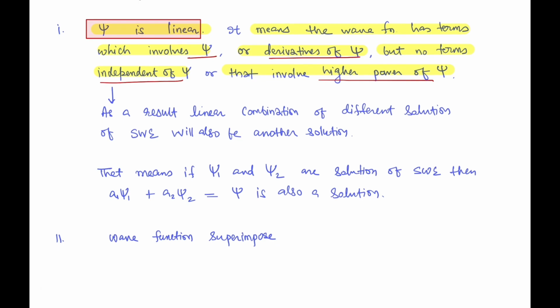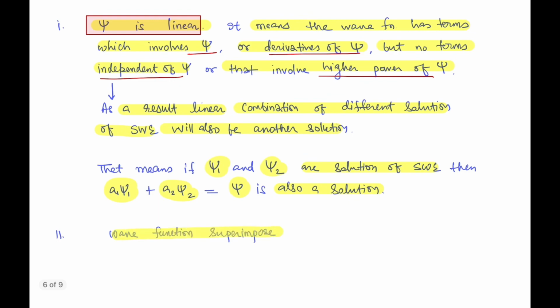As a result, a linear combination of different solutions of the Schrodinger wave equation will also be another solution. For example, if psi1 and psi2 are solutions of this Schrodinger wave equation, then a1 multiplied by psi1 plus a2 multiplied by psi2, which gives another wave function psi, is also going to be a solution.